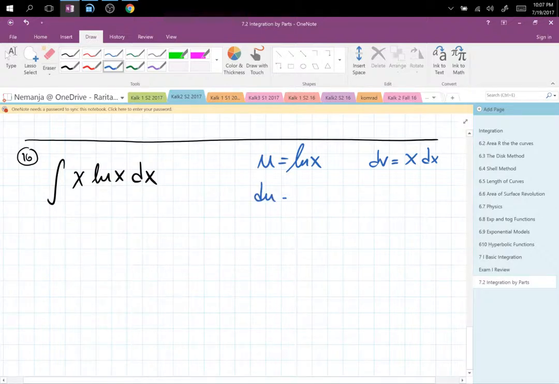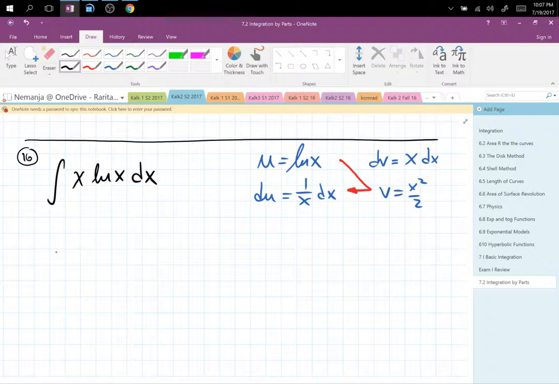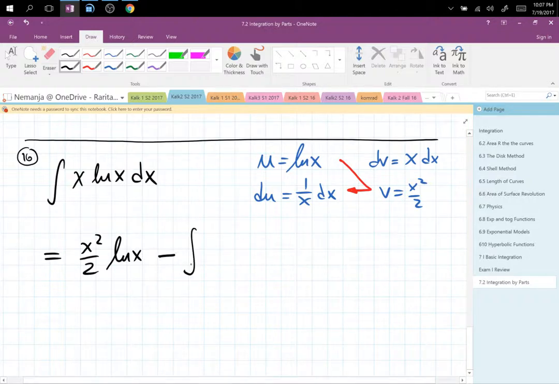So what's du? du is 1 over x dx. And over here, v is x squared over 2. Again, we don't put plus c there. We'll put plus c at the end of the problem. I'm going to put the arrow there, and I'm going to say x squared over 2 ln x. That's my uv, minus the integral of v du.